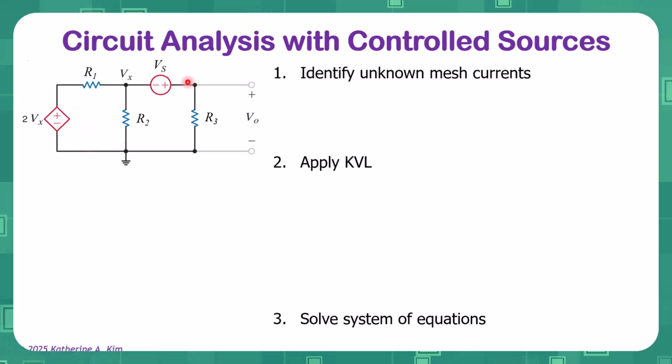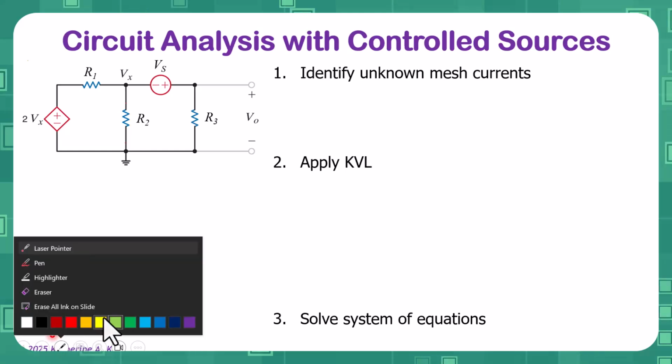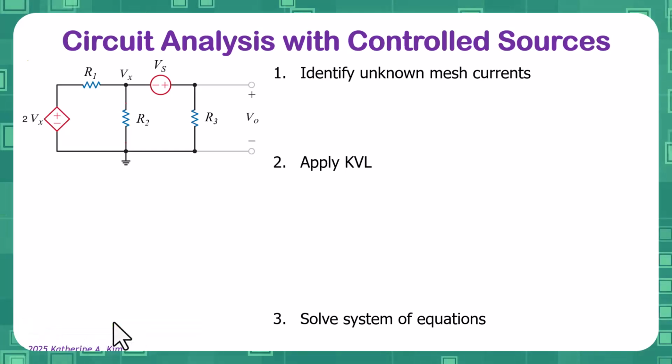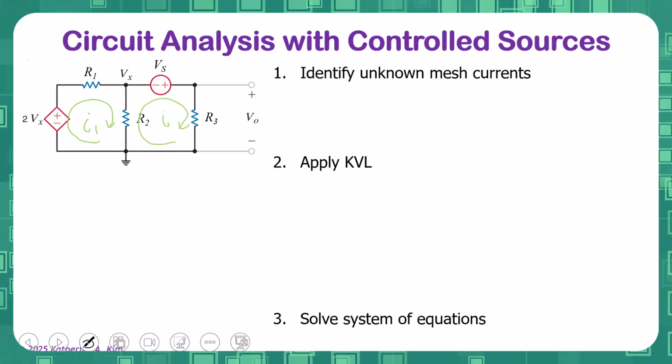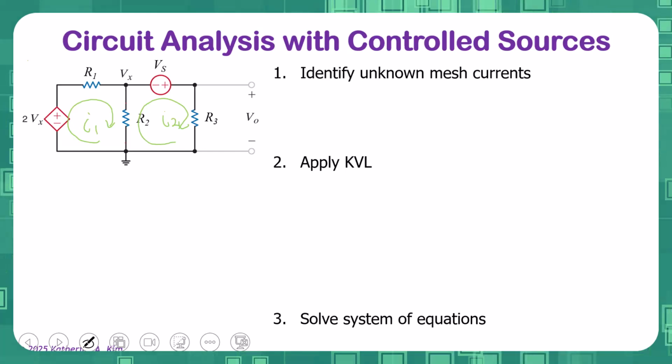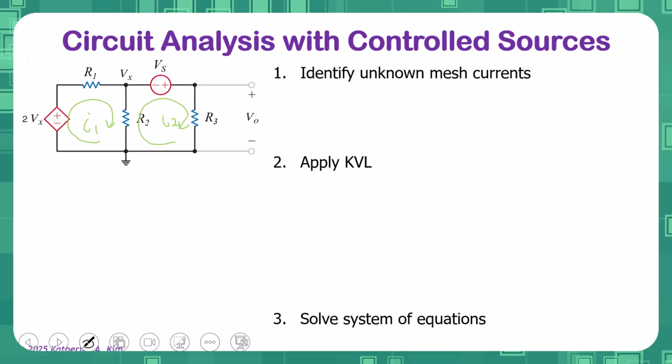Okay, so for mesh analysis, we need to first identify the unknown meshes. So we're going to use the color here. We're going to define here I1, and then we're going to do a second one, I2. And the thing on the right is just showing the voltage we're trying to measure, which is VO, the output voltage. So that's not the mesh. So there's only two mesh currents. So we have I1 and then I2.